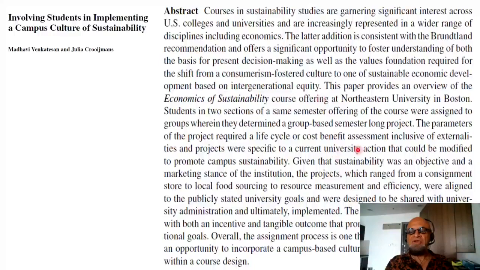This paper provides an overview of economics of sustainability course offering at Northeastern University in Boston. Students in 2 sections of a same semester offering of the same course were assigned to groups wherein they determined a group-based semester-long project. The parameters of the project required a life cycle or cost-benefit assessment, inclusive of externalities, and projects were specific to a current university action that could be modified to promote campus sustainability.